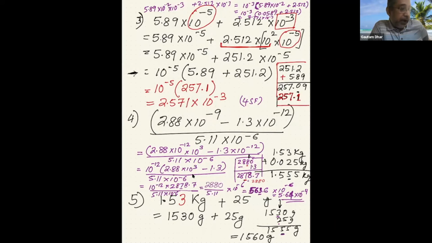So now if you look at 1530, the last significant figure is the 3. So that is the limit of your accuracy. So when you add, you get 1555 grams, but you have to keep to 3 significant figures. And so the correct answer is 1560 grams. And you cannot do that unless you convert the units.